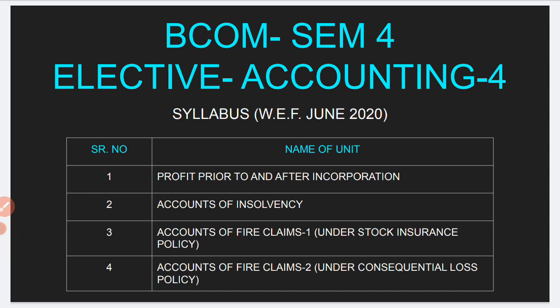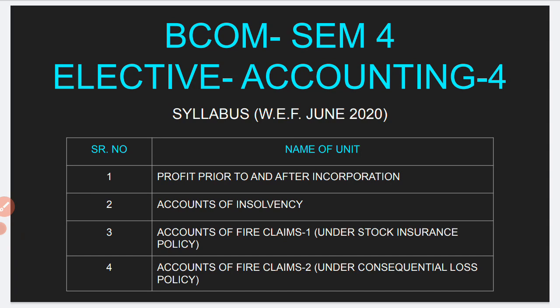This time also I am dealing with you the subject elective accounting, but now the numbering will be elective accounting 4. So this is the syllabus that you are seeing on the screen. Again, there are 4 units. The first unit, profit prior to and after incorporation, then accounts of insolvency, accounts of fire claims 1, that is the method called under stock insurance policy, and accounts of fire claims 2, in which we are going to discuss the method that is consequential loss policy, right? So these 4 are the units that are to be studied this time.